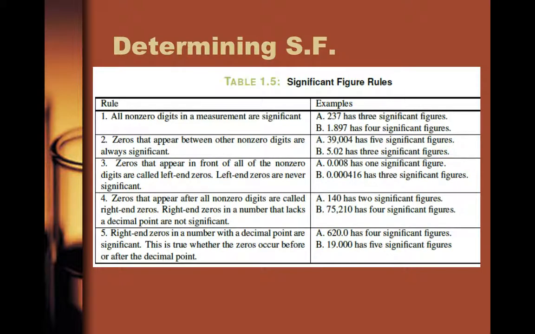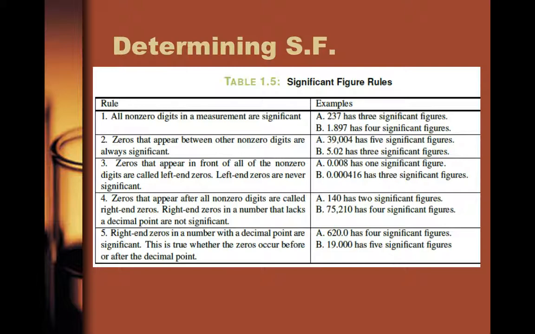Zeros that appear in front of all non-zero digits are never significant. These are there simply as placeholders. They put that number where it needs to go. So in example A, there's only one significant figure because the 3 leading zeros are not significant. Same thing in B, the first leading 3 zeros are not significant, so it would have 3 significant figures.